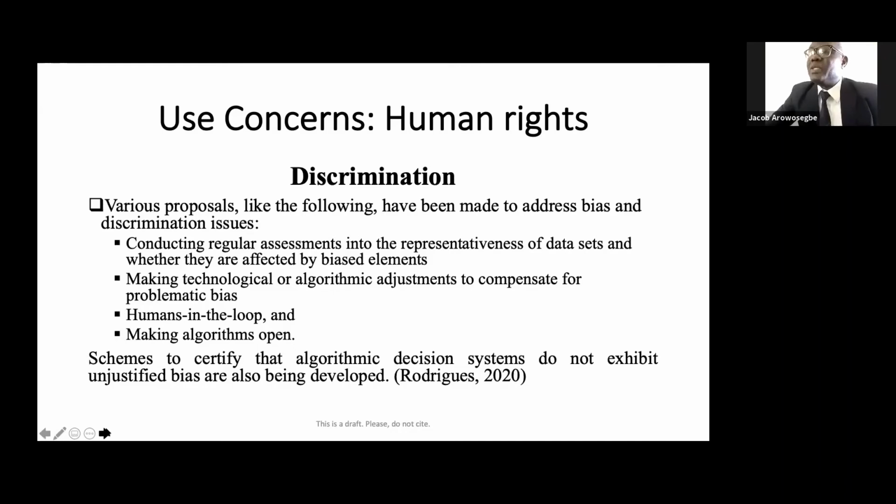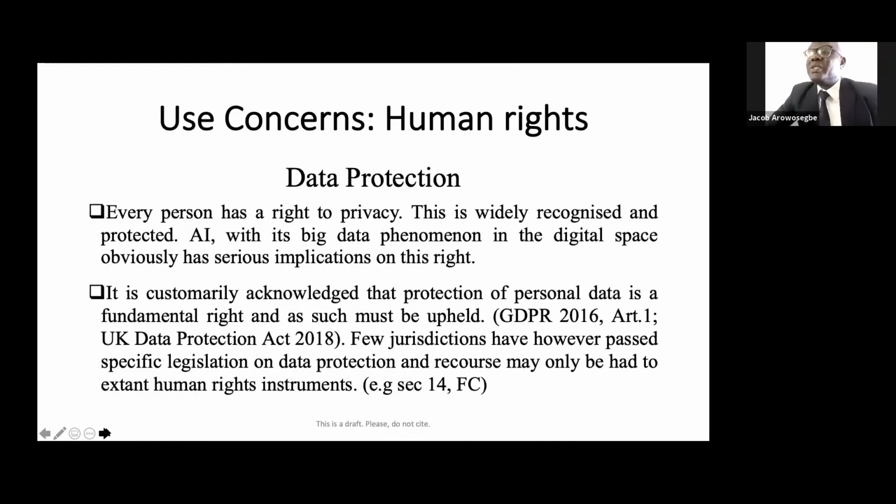Then the issue of data protection is another human rights issue. Every person has a right to privacy. This is widely recognized and protected. AI, with its big data phenomenon in the digital space, obviously has serious implications on this right. It is customarily also acknowledged that protection of personal data is a fundamental right, and as such must be upheld. In fact, that's the position of the GDPR 2016 in Article 1. However, few jurisdictions have passed specific legislation on data protection, and recourse may only be had to extant human rights instruments.